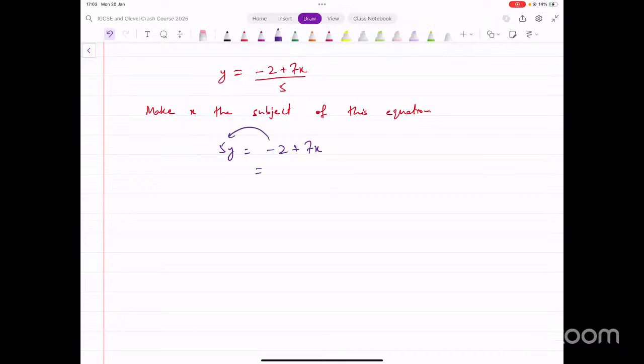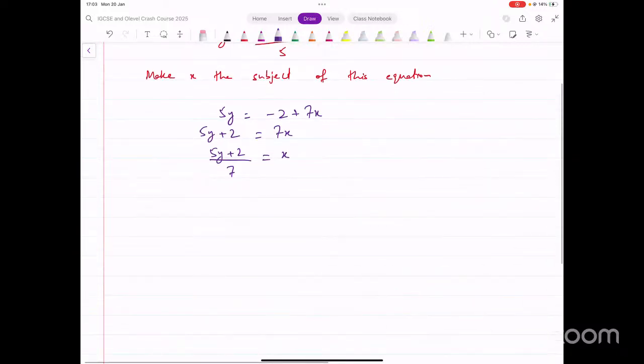Take 2 to the other side, so it becomes 5y plus 2 equal to 7x. And now divide by 7 to get rid of the 7 from this as well. And that leaves you with 5y plus 2 divided by 7. That equals x. And that's what you wanted to do.